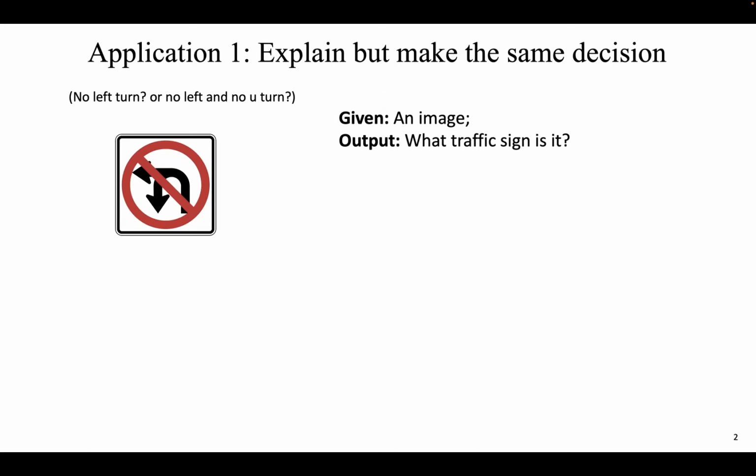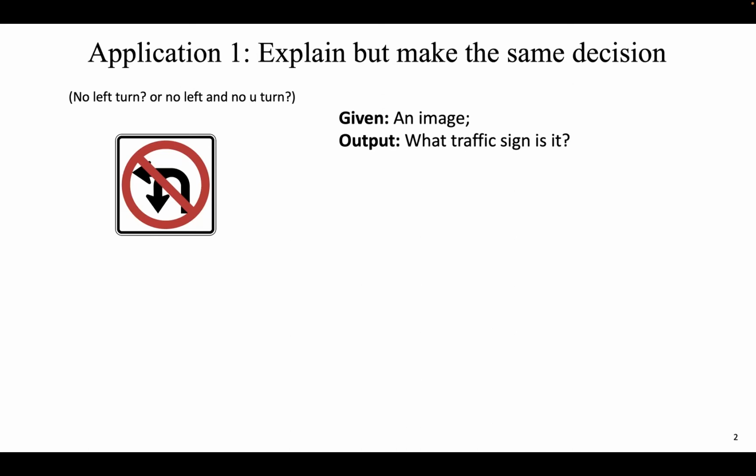Let's look at a real-world task. Say you are given an image and asked to classify it. In this case, you are given a street sign, shown on the slide, and your task is to classify it either as left turn and U-turn not allowed, or just left turn not allowed. For most image classifiers, this task is easy because the image is very clear, and the classification is that no left turn is allowed or no U-turn is allowed.